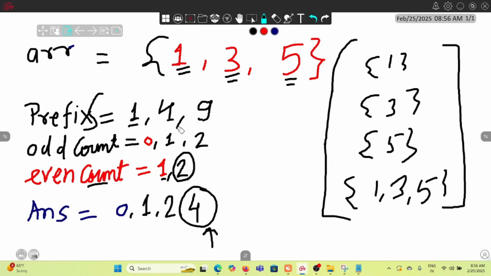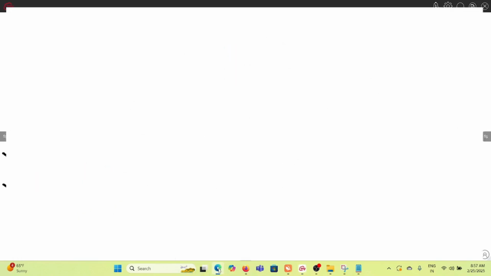So basically we are doing it in O of n, we just need to traverse, and we don't need any extra space as well. So see here, we are computing the prefix sum, and every time we are keeping track of odd count and even count. We started even count with 1 because 0 can be considered an even number. So let me show you my corresponding code for it.